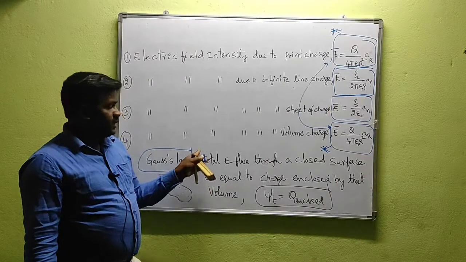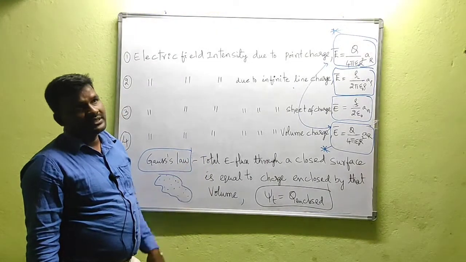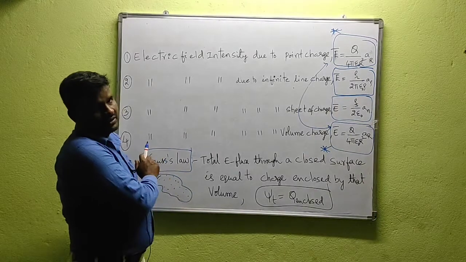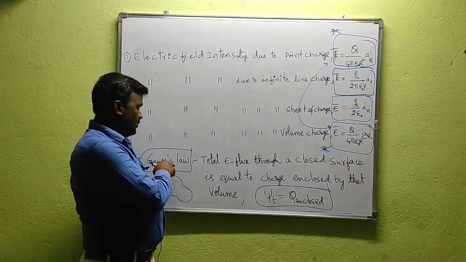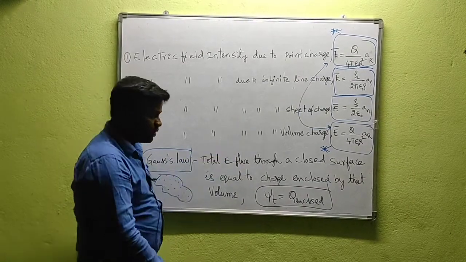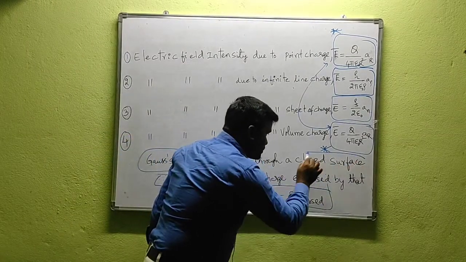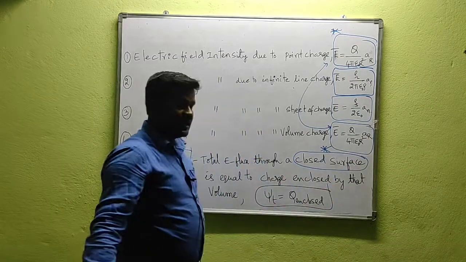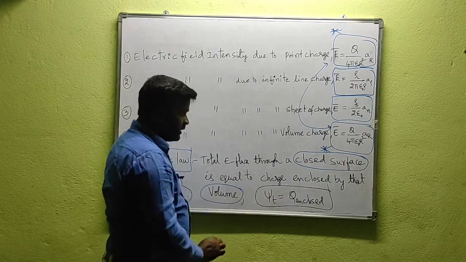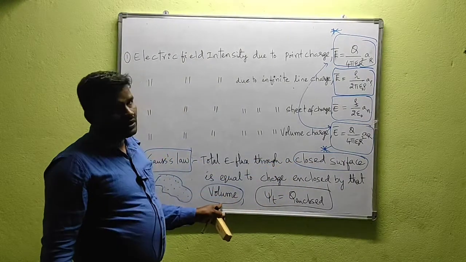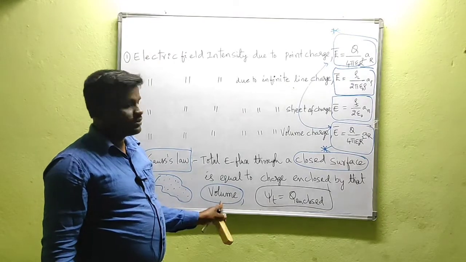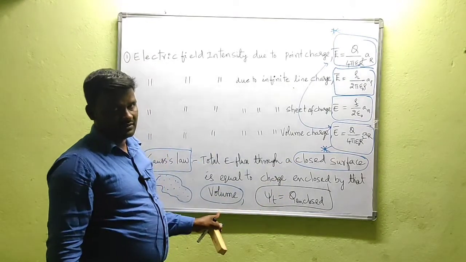I think the title of the video is Electric Flux Density and Maxwell's Equations. In that video, we discussed this Gauss law, so please refer to it. What is the statement of Gauss law? Total electric flux through a closed surface is equal to the charge enclosed by that volume. Here the closed surface defines a volume. Already we discussed in the divergence theorem that the divergence theorem is used to convert a closed surface integral into a volume integral.